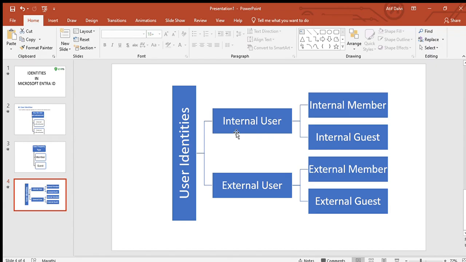So it is a small description about the user identities.